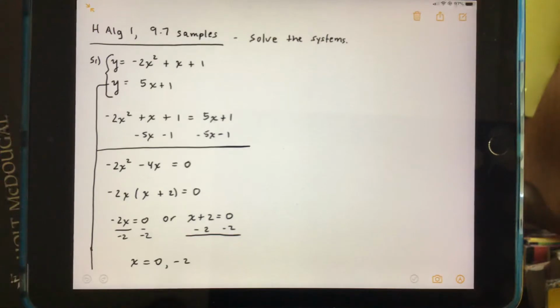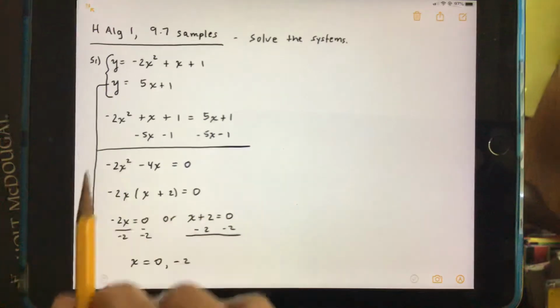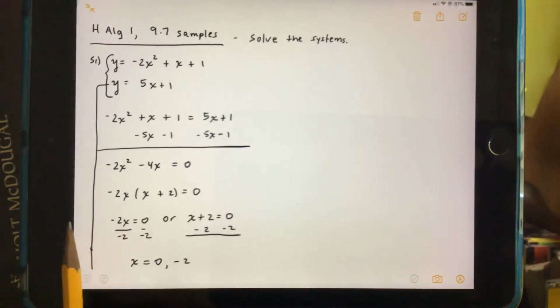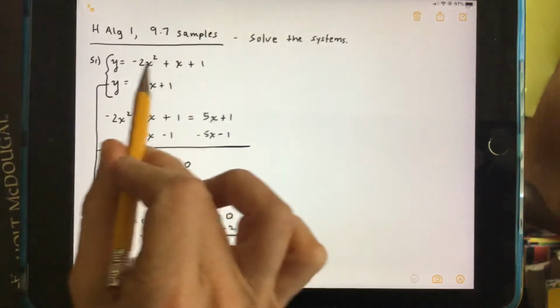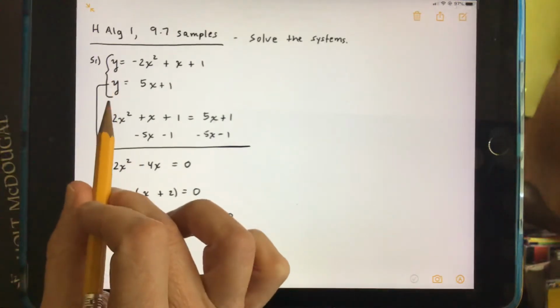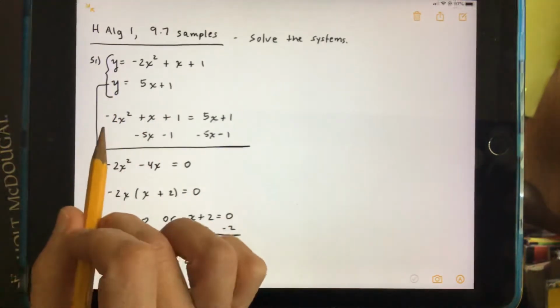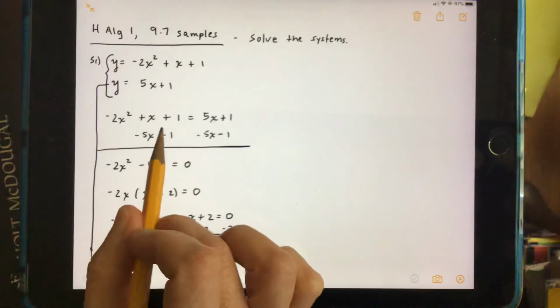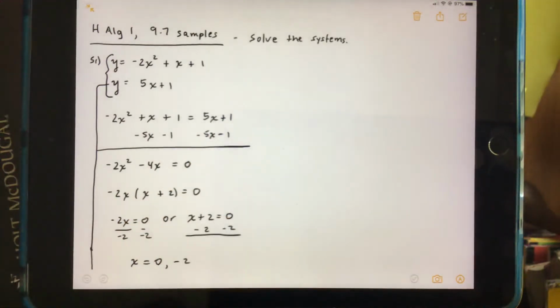So for our first problem here, we have two equations that are both equal to y. That means that substitution is going to be an ideal way to solve this system. So we can take either of the equations, doesn't matter which one, and substitute the value of y into the other equation. So I've chosen to substitute negative 2x squared plus x plus 1, which is the same thing as y, in for this y. So I've rewritten the second equation as negative 2x squared plus x plus 1 equals 5x plus 1.